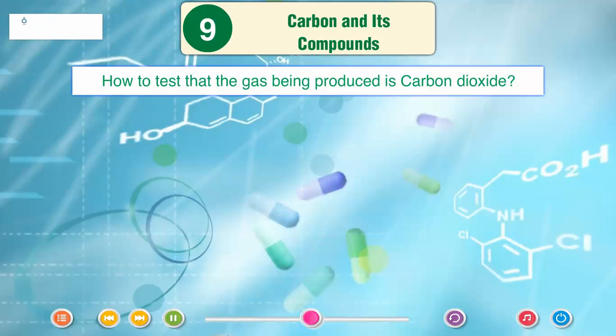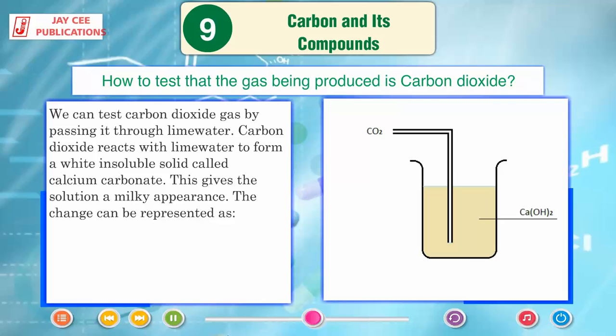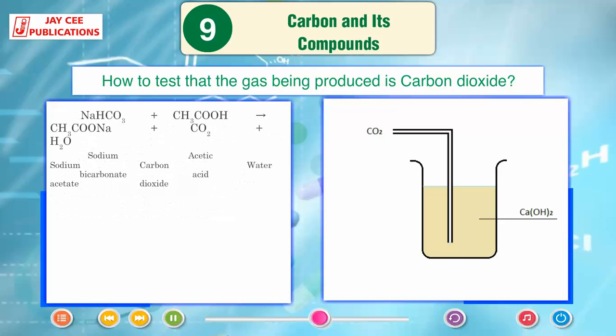How to test that the gas being produced is carbon dioxide? We can test carbon dioxide gas by passing it through lime water. Carbon dioxide reacts with lime water to form a white insoluble solid called calcium carbonate. This gives the solution a milky appearance. The change can be represented as Ca(OH)2 + CO2 → CaCO3 + H2O: lime water plus carbon dioxide gives calcium carbonate, insoluble, plus water.